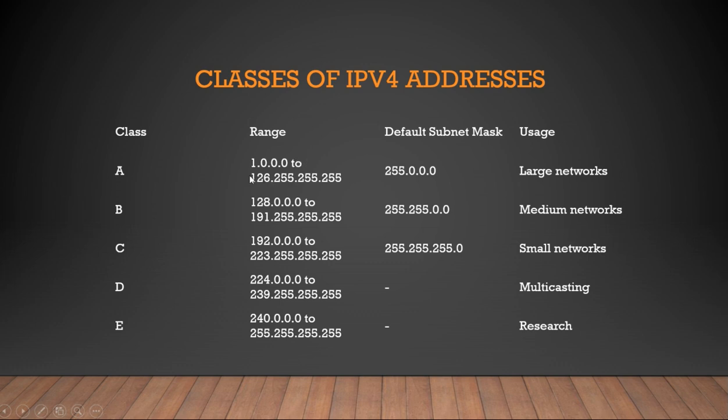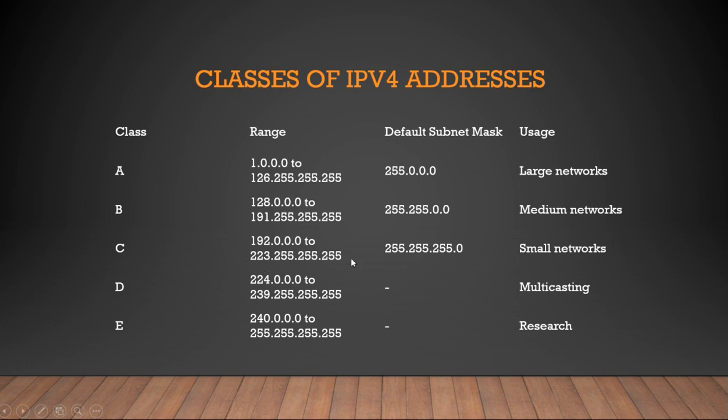Class A IP addresses range from 1.0.0.0 to 126.255.255.255. Okay, this is the class A range. The default subnet mask is 255.0.0.0, and a large network can be developed. Then class B is 128.0.0.0 to 191.255.255.255, and the subnet mask is 255.255.0.0, for medium networks.